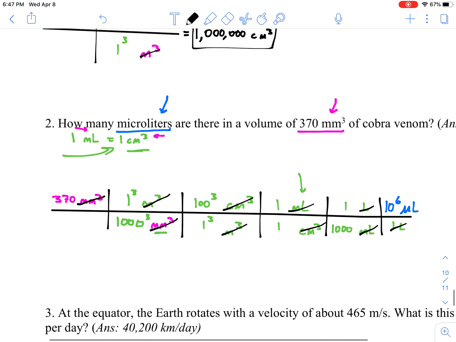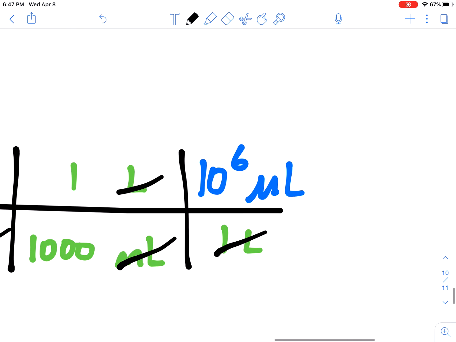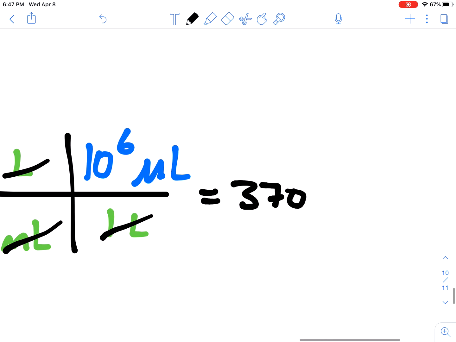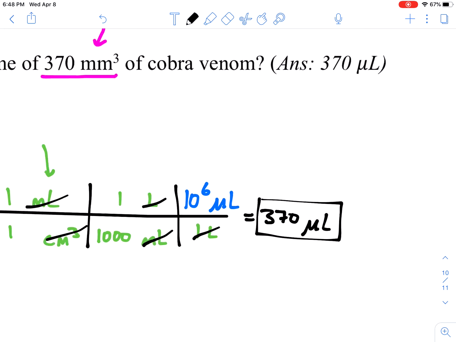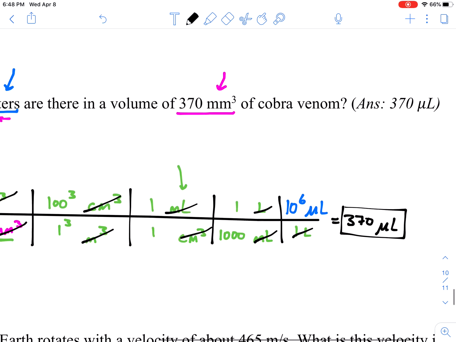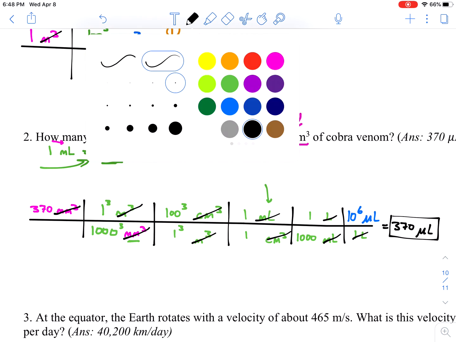There's a lot of math here, but if you multiply all of your numerators together, multiply all of your denominators together, and divide and do the math, you will end up with the exact same number, 370. But now we've changed the unit from cubic millimeters to microliters. So it turns out that a microliter is the same as a cubic millimeter. This would have been a lot easier if we just told you that from the beginning, but oh well, we had a good time doing it.